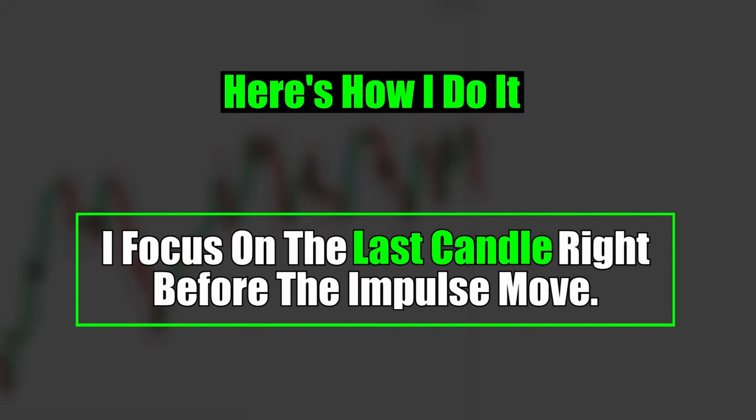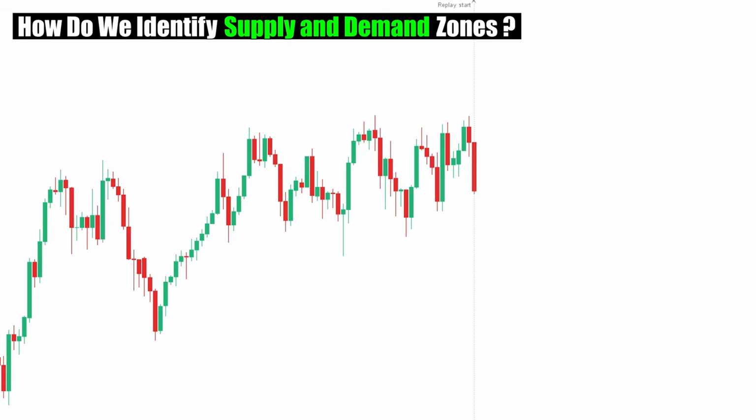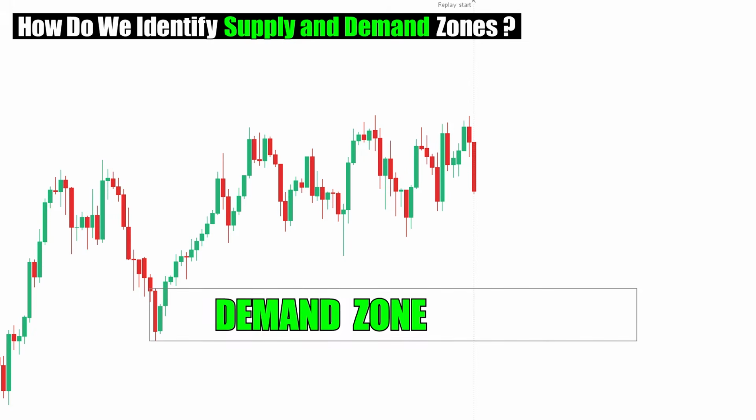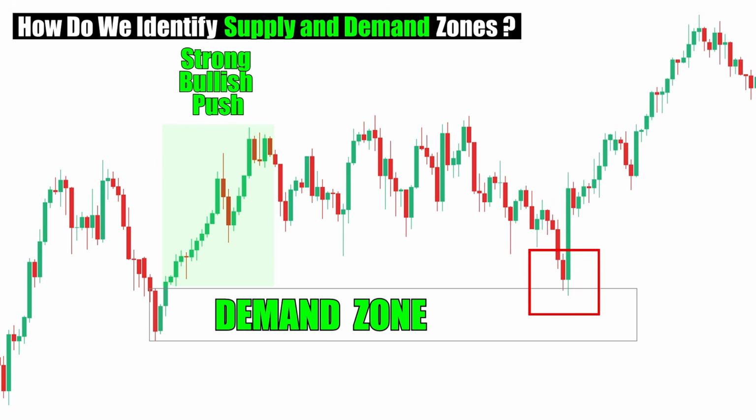I focus on the last candle right before the impulse move. For example, in this chart, we have a demand area followed by a strong bullish push. What I would do is highlight the final candle before that big move upward and use it as my demand zone. With this approach, you'll notice that price dipped back into the zone, allowing for a precise entry and a safer stop loss, ultimately surviving the move.